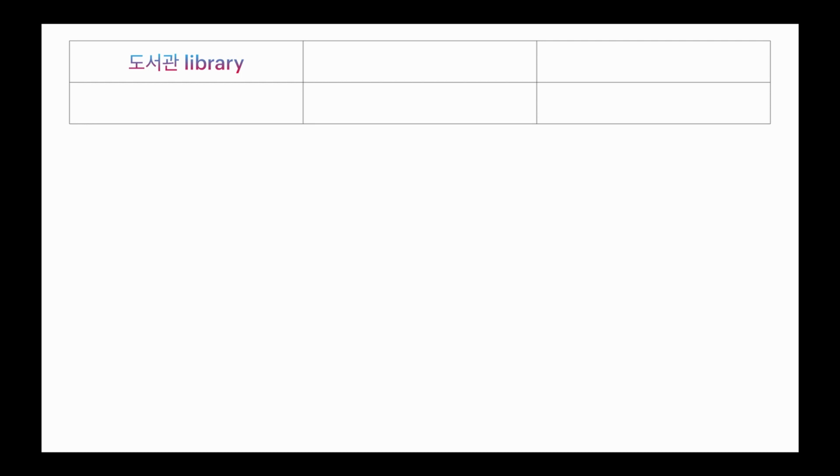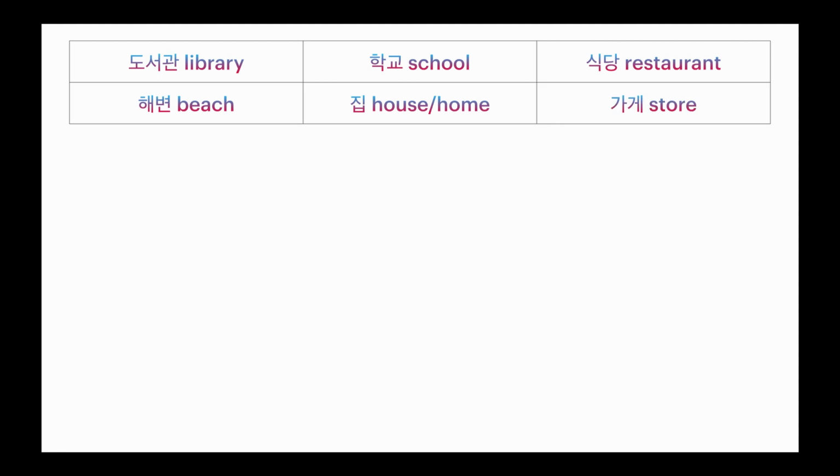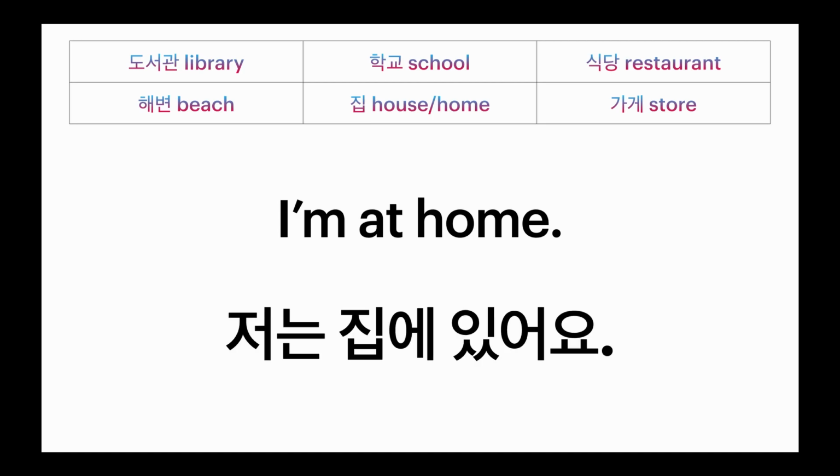도서관, library. 해변, beach. 학교, school. 집, house or home. 식당, restaurant. And 가게, store. How might you say, I'm at home? 저는 집에 있어요.